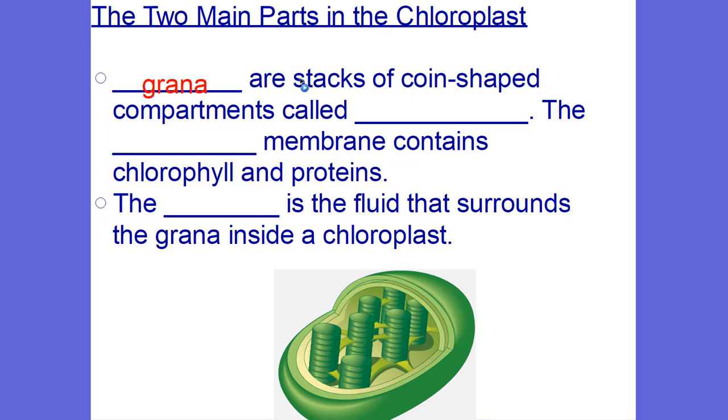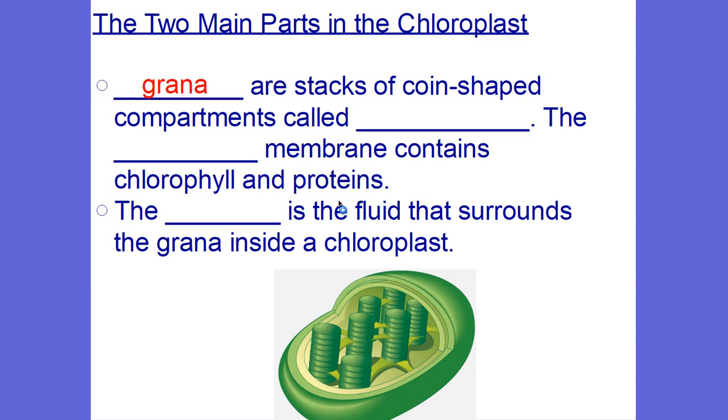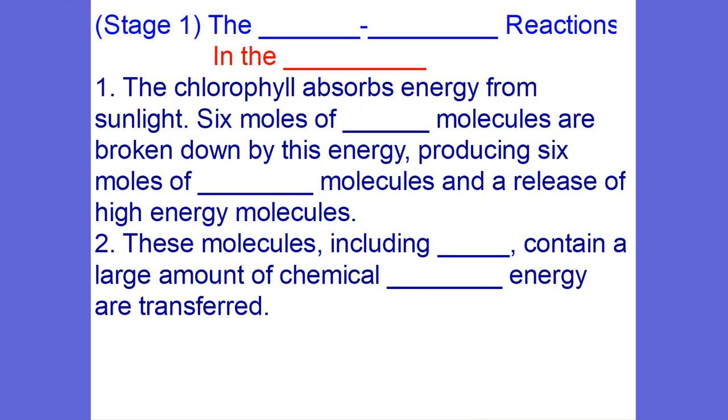Okay? There are 2 main parts in the chloroplast. There is the grana. These are stacks of coin-shaped compartments. These are the grana. And the grana are stacks of the coin-shaped compartments called thylakoids. And the thylakoid membrane contains the chlorophyll and proteins. And the stroma is the fluid that surrounds the grana inside the chloroplast. So the thylakoid is sitting in the stroma inside that chloroplast.